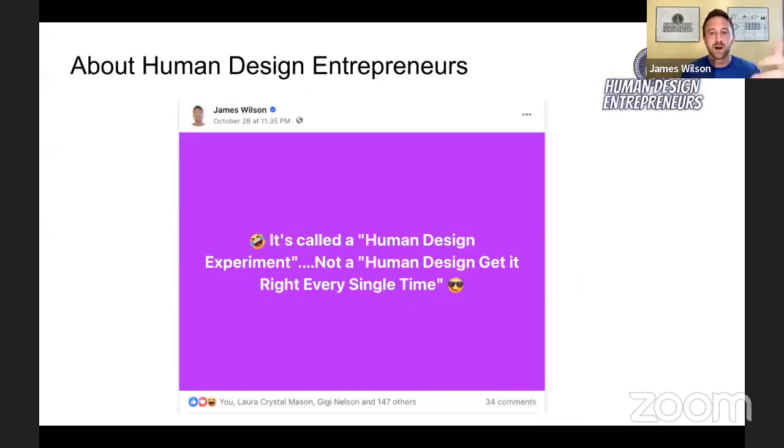I'd like to point out this post from a few days ago. I found it compelling that it's funny, but it's lost sometimes, especially in terms of dogma and orthodoxy that can go along with how you're supposed to do human design or doing it correctly or doing it right. But it's called human design as an experiment, not a human design get it right every single time. And so in the spirit of this training, I want to remind you that it's an experiment and there's not necessarily going to be a clear answer on everything. It's an ongoing discovery process as an experiment.